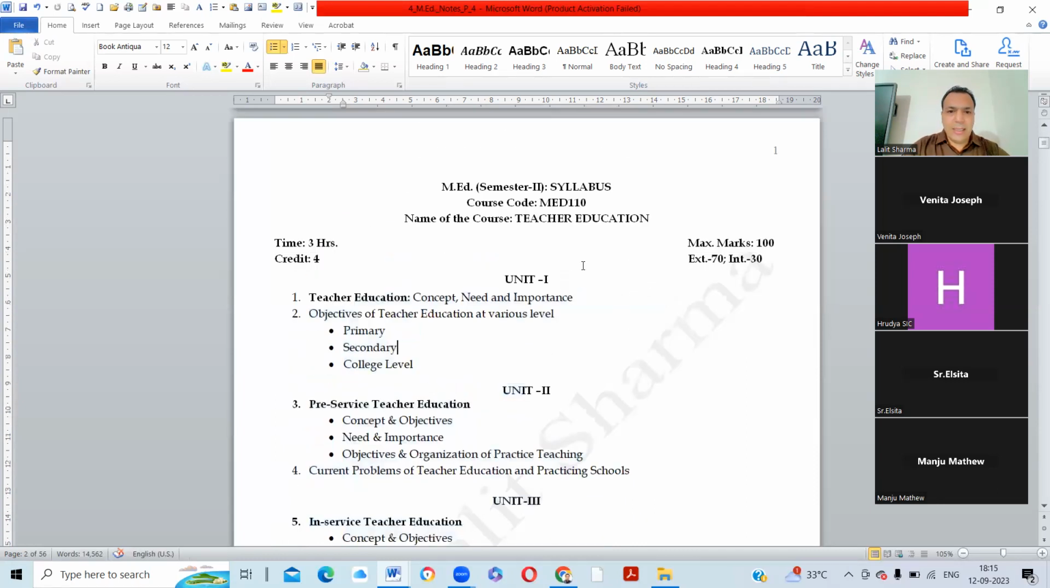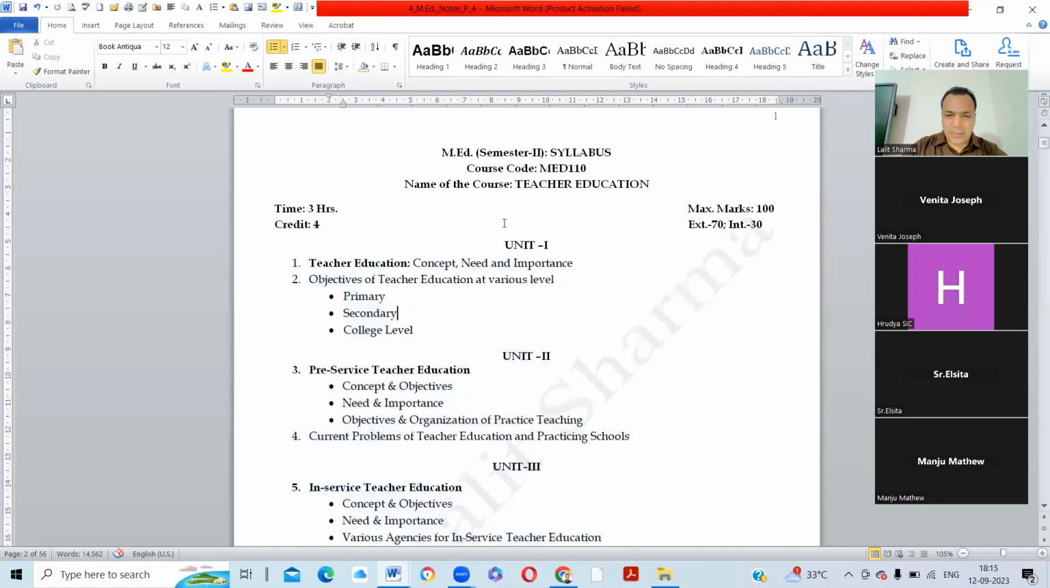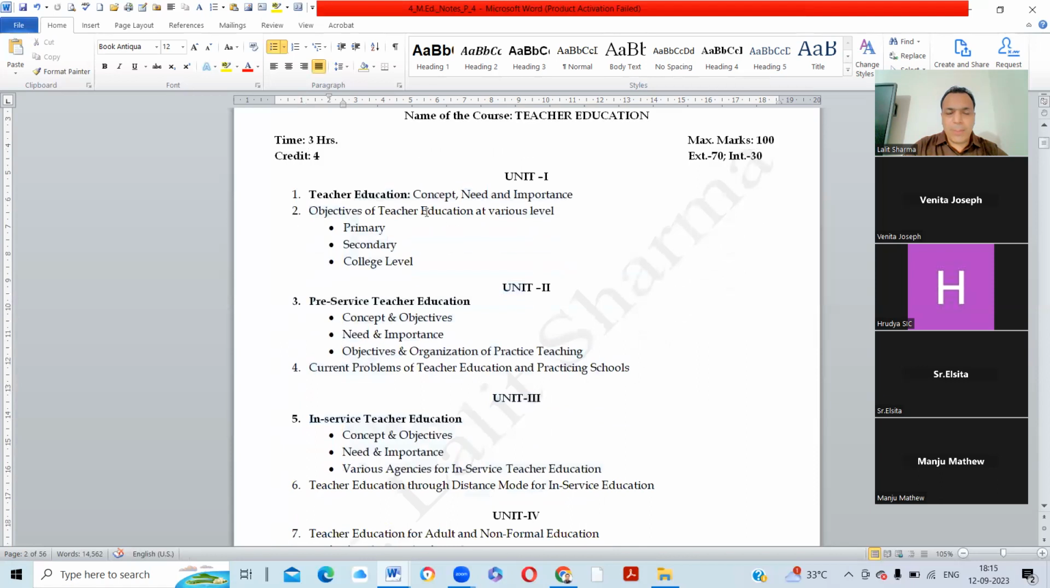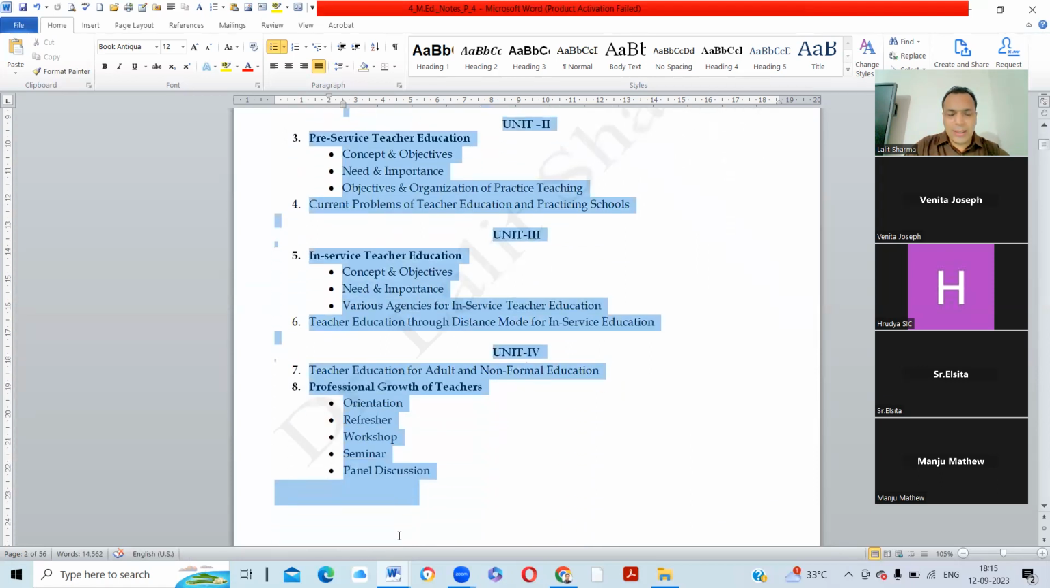So basically, just see the syllabus, because I always say you must learn the syllabus, all of you. If you know the syllabus, you can easily learn any of the topics. But without seeing the syllabus, if you start directly studying the notes, I think it's not a good practice.